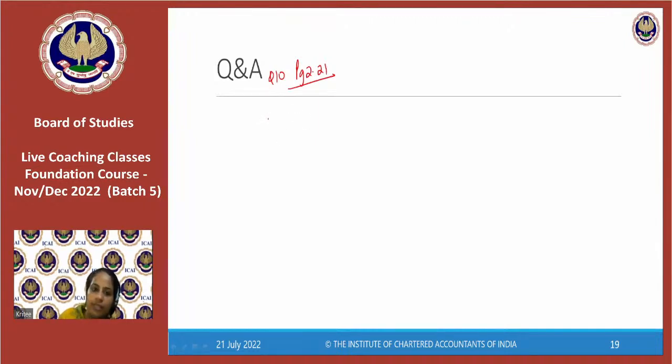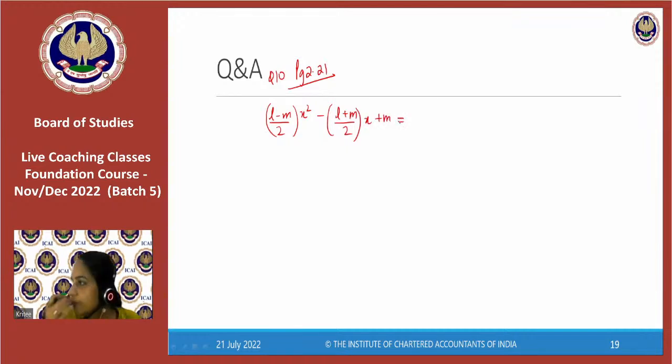So this question says (L minus M)/2 x square minus (L plus M)/2 x plus M is equal to, I think it is 0. In my book, there is some printing error, so I'm assuming it to be 0. And I have to solve for x. Again, one of the ideas is to substitute the values which are given to you into the equation, if you can do that. I will do this kind of question by using D.